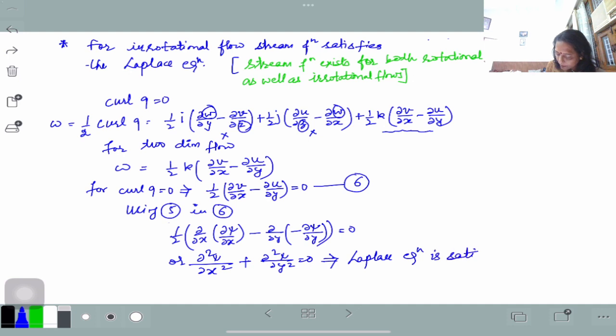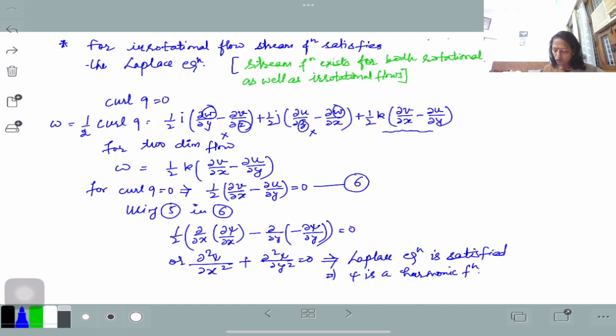And we know that if the Laplace equation is satisfied, then the function is called a harmonic function. So psi is a harmonic function, but we have to keep in mind that psi satisfies the Laplace equation only for irrotational flow, right?